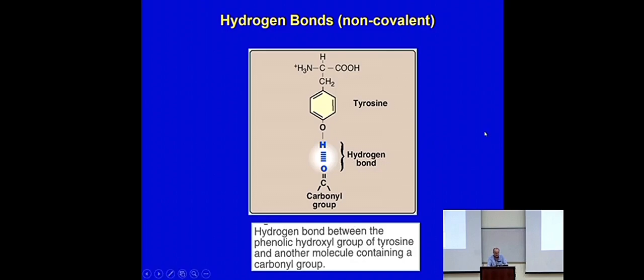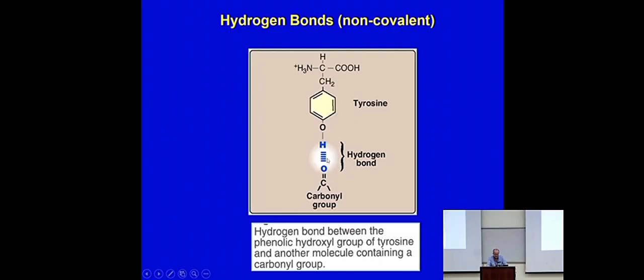Very important. The first important thing about a hydrogen bond is that you need an oxygen and maybe another oxygen or a nitrogen to share this hydrogen. So you see this is covalently attached in tyrosine. It can form a weak hydrogen bond with another carbonyl group, or it could be another hydroxyl group, or it could be another amine group.